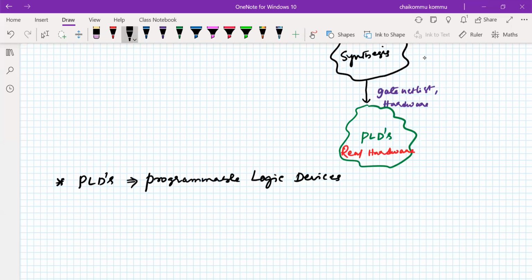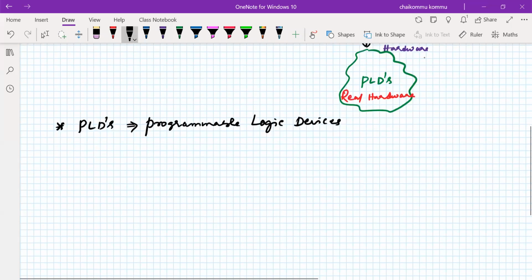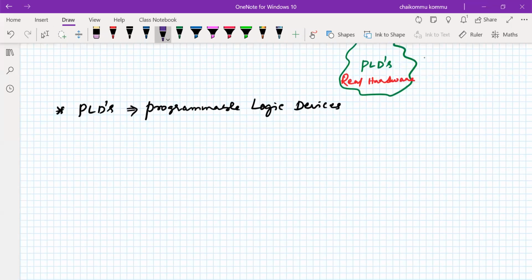Programmable logic devices. In the digital electronics course, we might have studied the different PLDs that are available. One is PLA. Next one is called PAL. Next one is called CPLDs. The final and foremost one is called FPGAs. These are the different PLDs that are available in the real world.